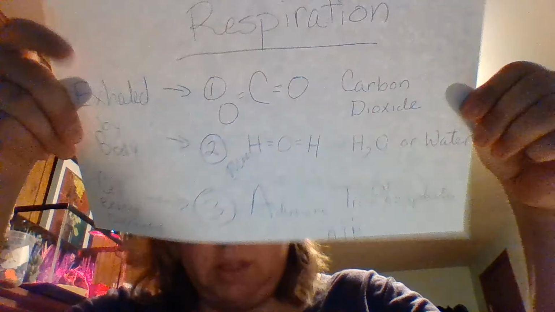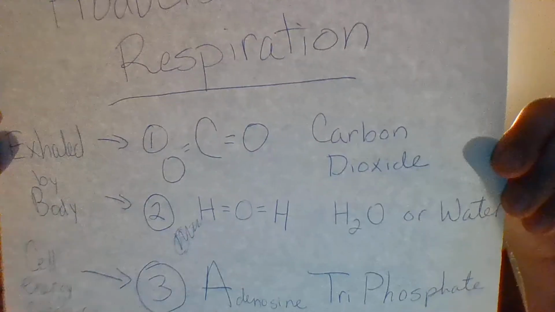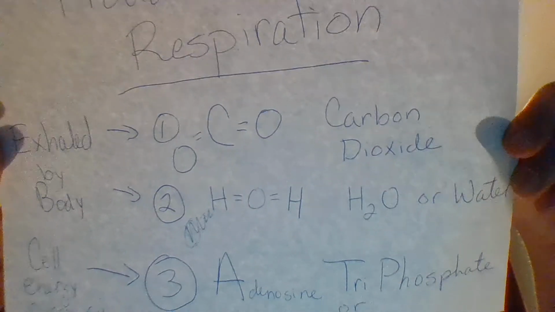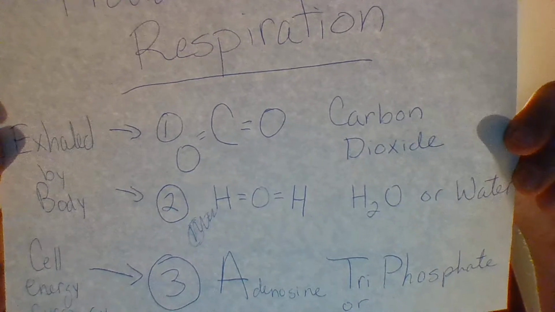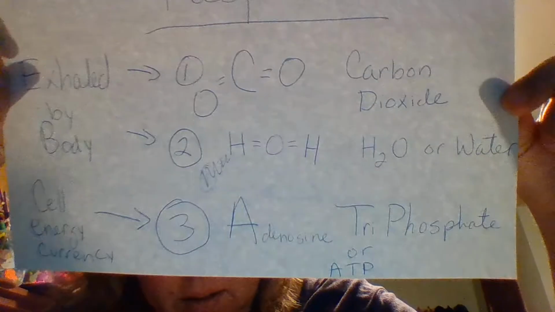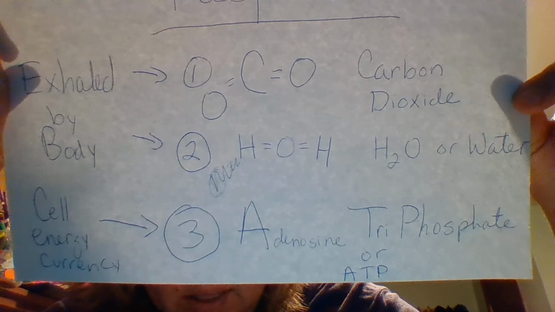Okay, next, we're going to be talking about the products of cell respiration. Okay, so the first one is carbon dioxide, CO2. The next one is H2O. Sorry about that little mess up. Water. And finally, you've got adenosine triphosphate, or ATP.